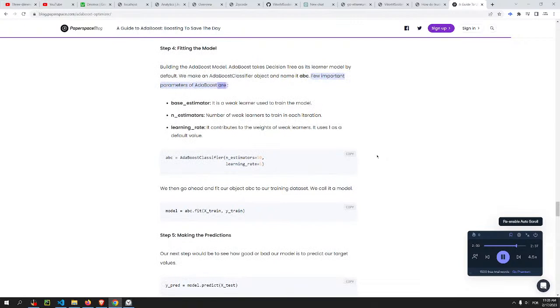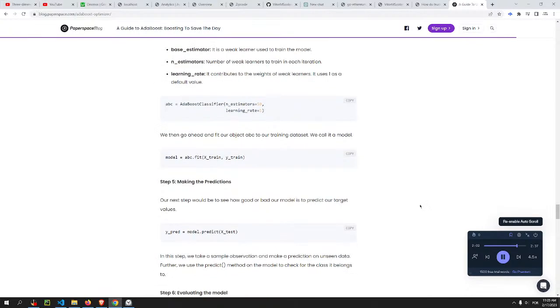Few important parameters of AdaBoost are: base_estimator, it is a weak learner used to train the model. n_estimators, number of weak learners to train in each iteration. learning_rate, it contributes to the weights of weak learners. It uses 1 as a default value. ABC equals AdaBoostClassifier, n_estimators equals 50.